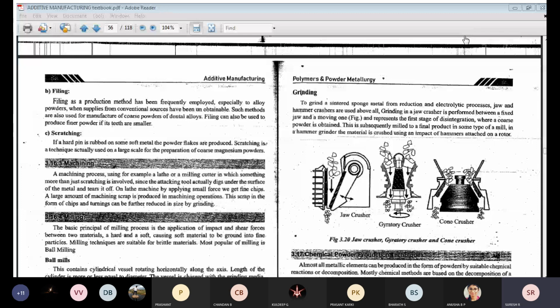That is the second method of producing metal powders by mechanical means. The third important one is scratching. As the name indicates, if a hard pin is rubbed on some soft metals, soft metal powder flakes are produced. This is one small method of producing metal powders, but in this case fine powder is impossible to obtain.